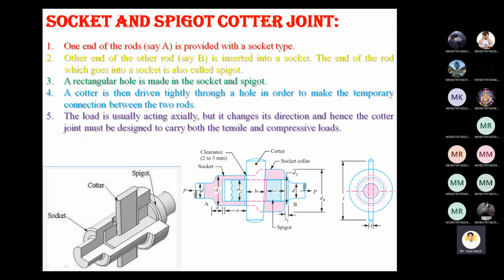So what is a socket and spigot joint? The figure is appearing here: the front view, the side view and the cross sectional view. Socket is one hollow portion, and spigot is a solid rod. Both are inserted in this manner, and one rectangular groove hole is created. Through that hole, the cotter is inserted. So for joining these two rods, the cotter is used.